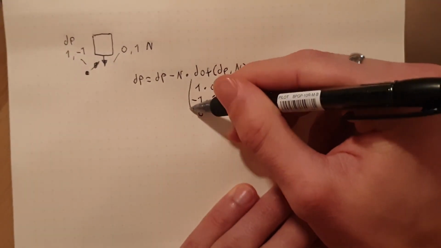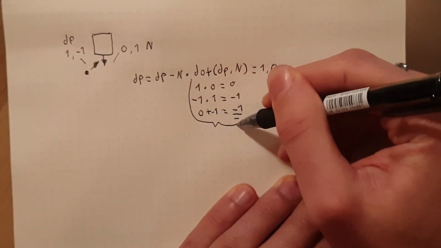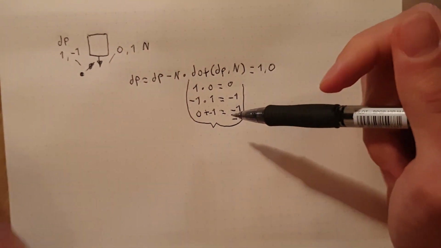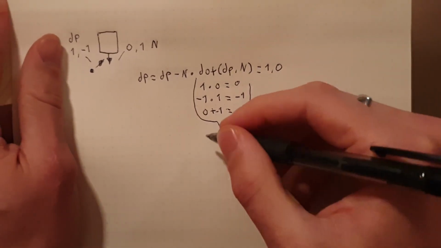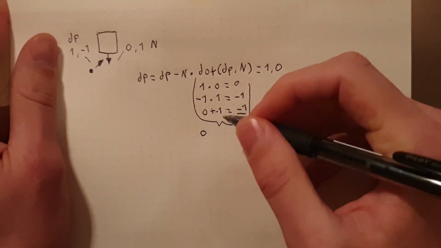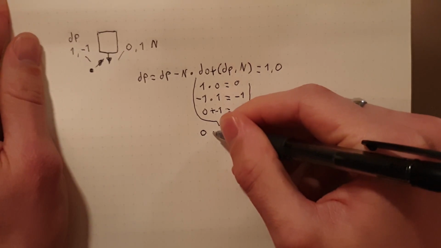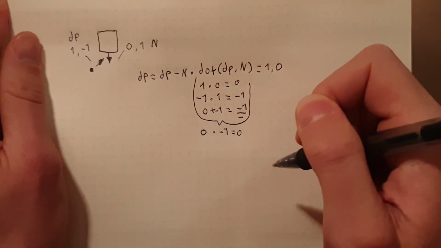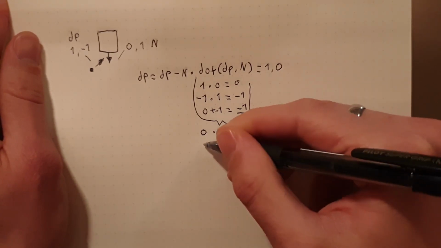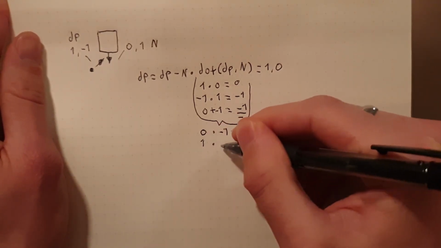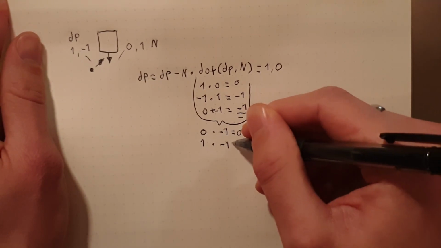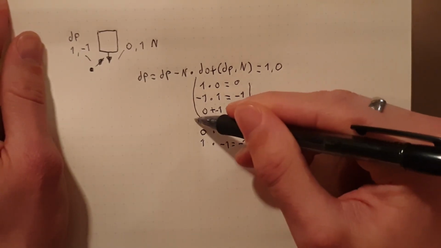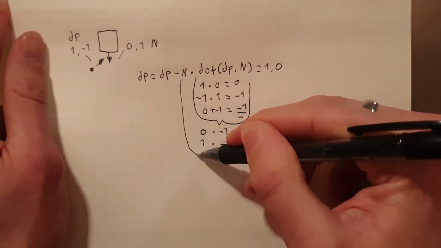So this one is done. Then we have the normal times this. So we'll do 0 times -1, which is equal to 0. And then we'll have 1 times -1, which is equal to -1. Okay, so this is done.